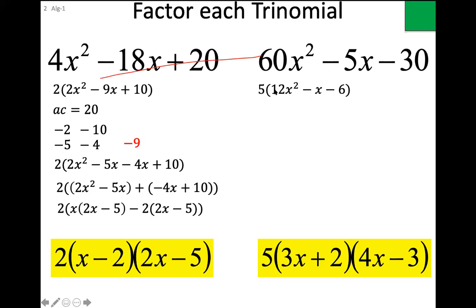60 divided by 5 is 12. You guys have to be touching the buttons in order to do that. That's not a mistake. That's you actually doing something. Please stop.